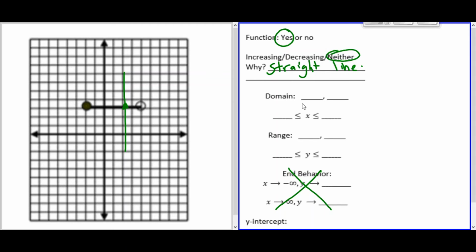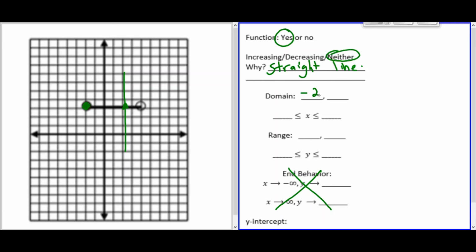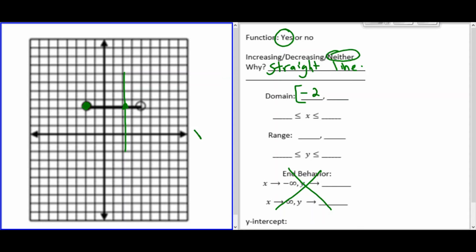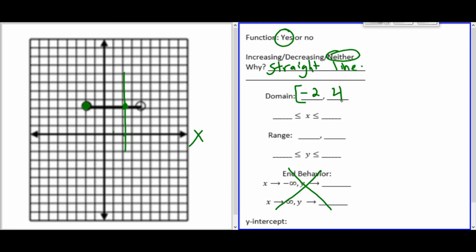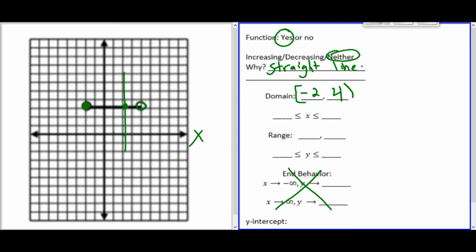The domain. So remember, domain is smallest x to largest x. So what's the smallest value of x? It's right here. So it's -2. And that was a closed circle, so I'm going to put a bracket. And then what's the largest value of x? So how far right? So here's my x-axis. I go as far right as 1, 2, 3, as far right as 4. But notice at 4, I have an open circle. So I'm going to put a parenthesis.